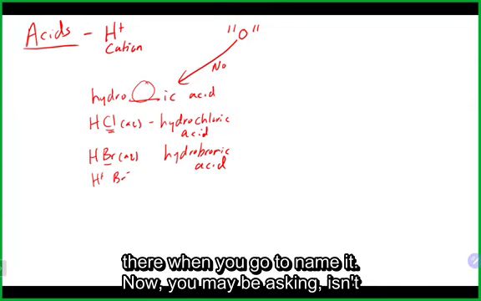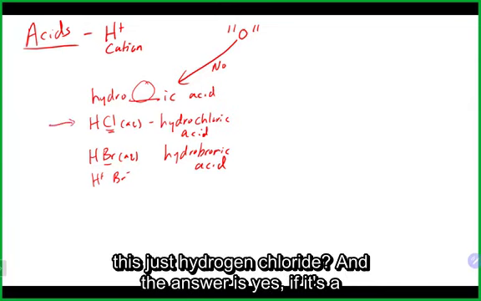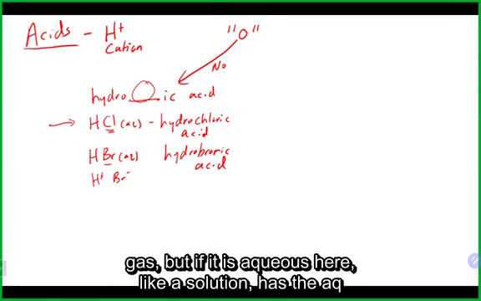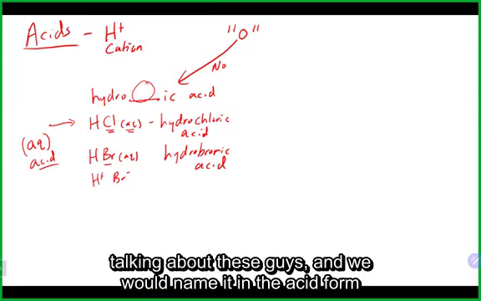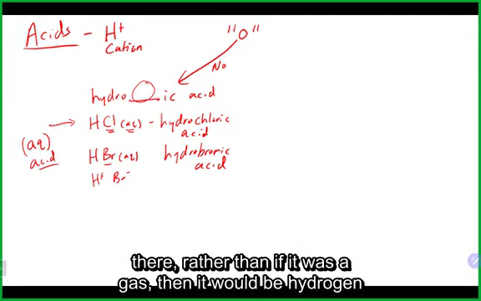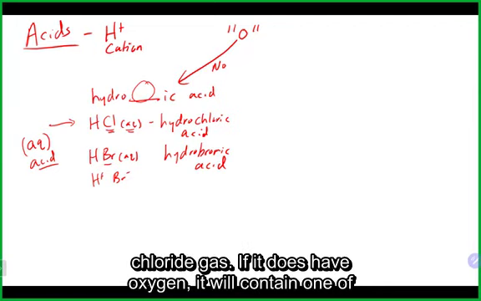Now, you may be asking, isn't this just hydrogen chloride? And the answer is yes, if it's a gas. But if it is aqueous, like a solution, with the AQ symbol next to it, that usually will make it an acid, and we would name it in the acid form. If it was a gas, then it would be hydrogen chloride gas.